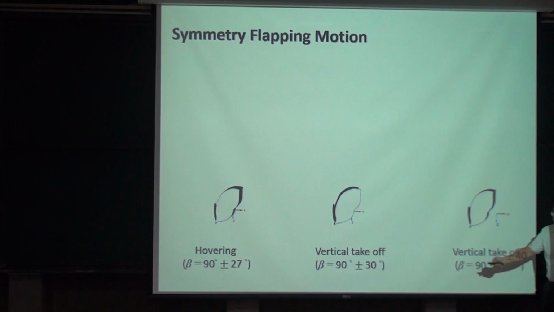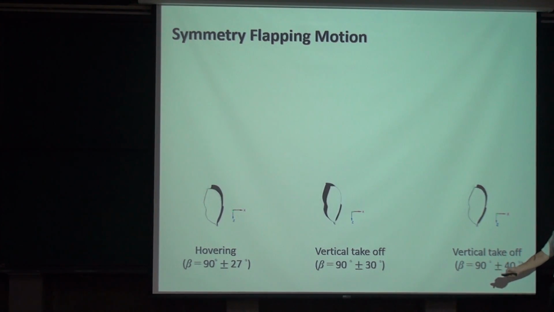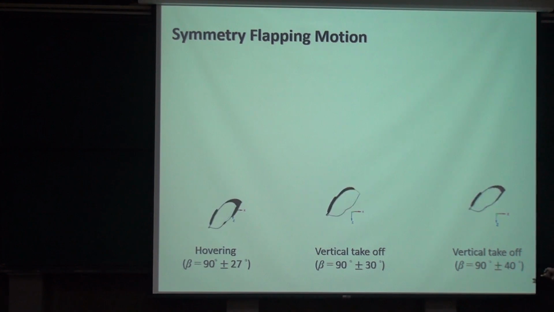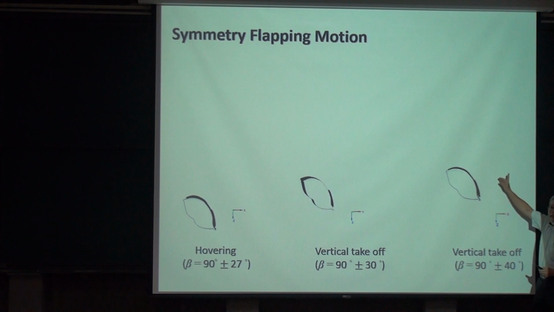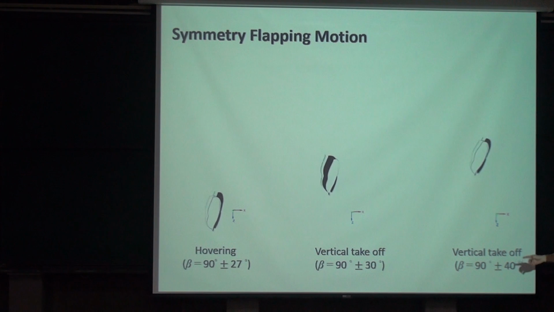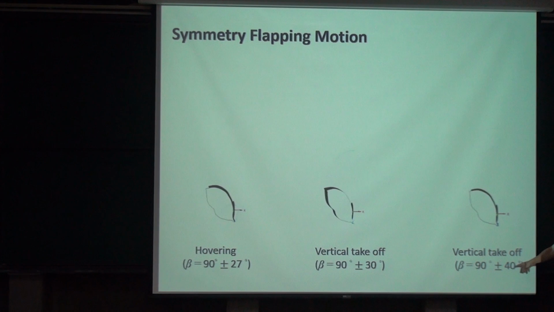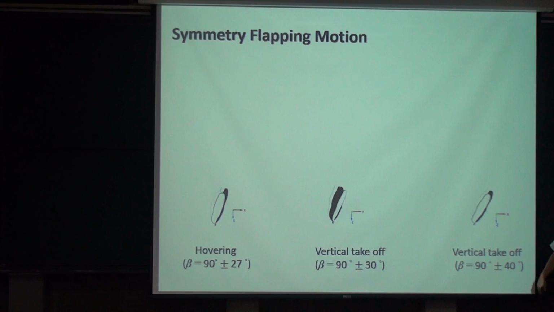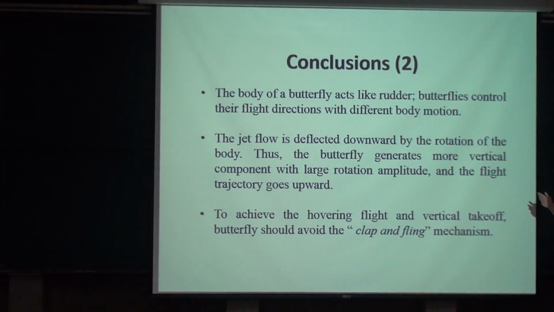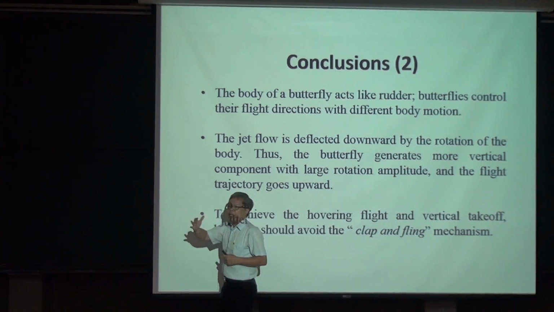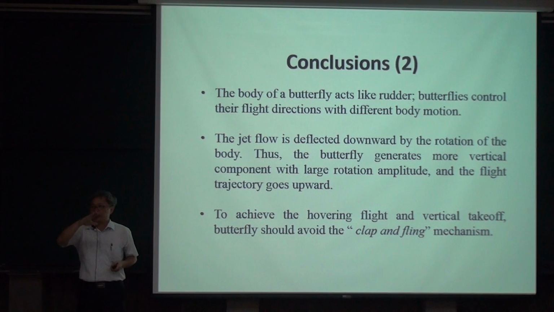And also we changed, like this one, 90 degrees plus 27, 37, 30 degrees and 40 degrees variation. We wanted it to fly vertically more. So that sounds like a very good explanation of the behavior of the butterfly. We just changed the variation of the angle, the fluctuation span. Okay, so that's for this part. So we may conclude that the body motion is very important for controlling the flight trajectory.